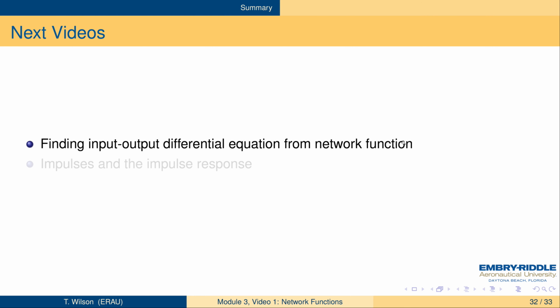So in the next couple of videos, we're going to look at finding the input-output differential equation from the network function. We can actually go back, find our differential equation, and even impose initial conditions if we wanted to, given other knowledge. And we'll start to talk about impulses finally, and what the impulse response of a network is. Then we'll go after that to step responses and sinusoidal steady states. And then we'll start talking about designing stuff.